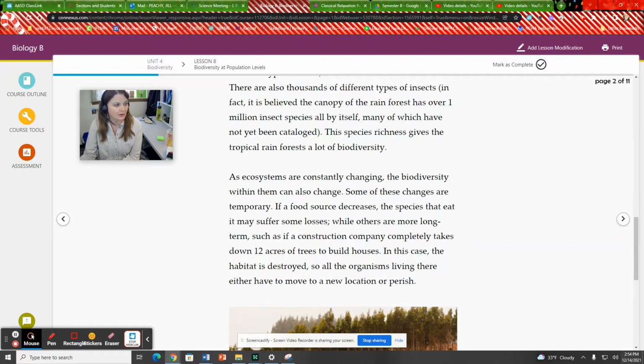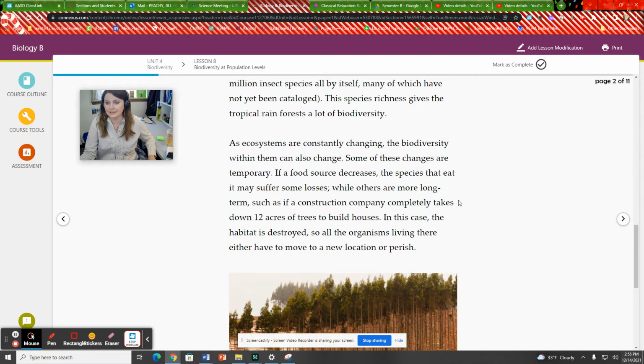So I have on here what can cause changes in biodiversity, and are those changes temporary or permanent? Ecosystems are constantly changing and biodiversity changes with them. Some changes are temporary, such as seasonal changes, or changes that have to do with natural cycles of drought. If a food source decreases, the species that eats it may suffer losses, while other changes are more long-term.